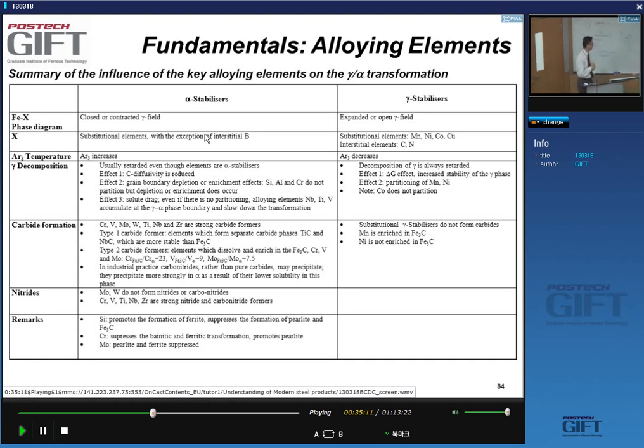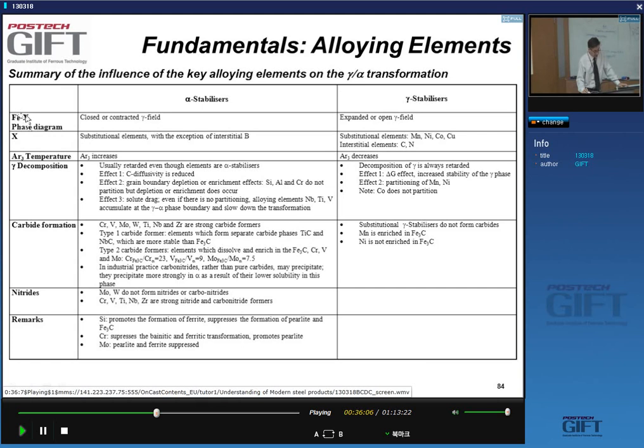And very simple, if you add that element and the gamma stability domain expands, we call it an austenite stabilizer. Yes? If we add that element and the ferrite stabilizing domain expands, we call this an alpha stabilizer. So if you have a closing or a contraction of the gamma stability field, call it alpha stabilizer. If we expand or even open up the gamma stability region, we call it austenite stabilizer.